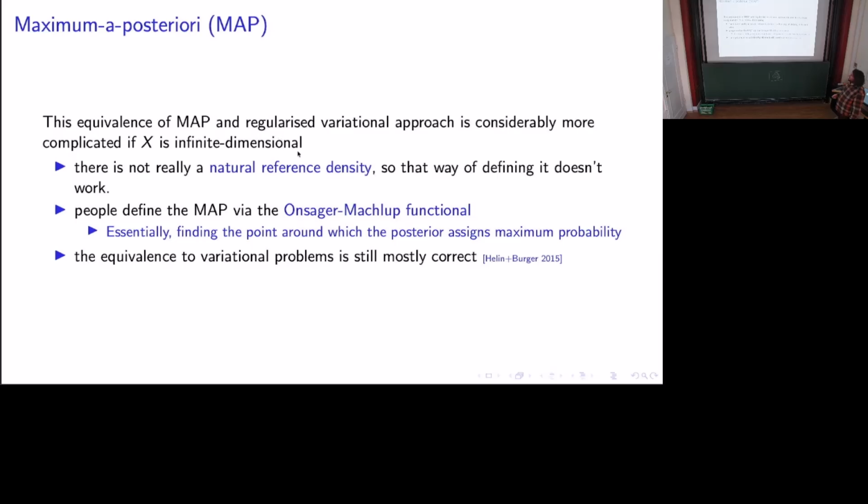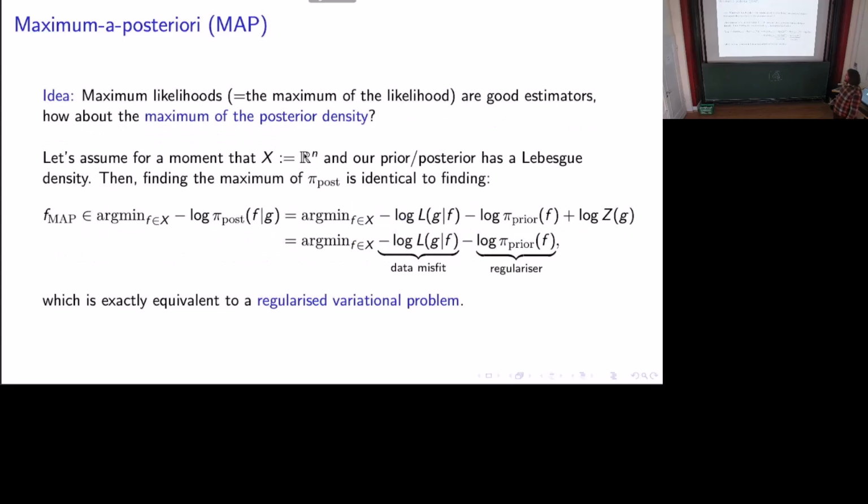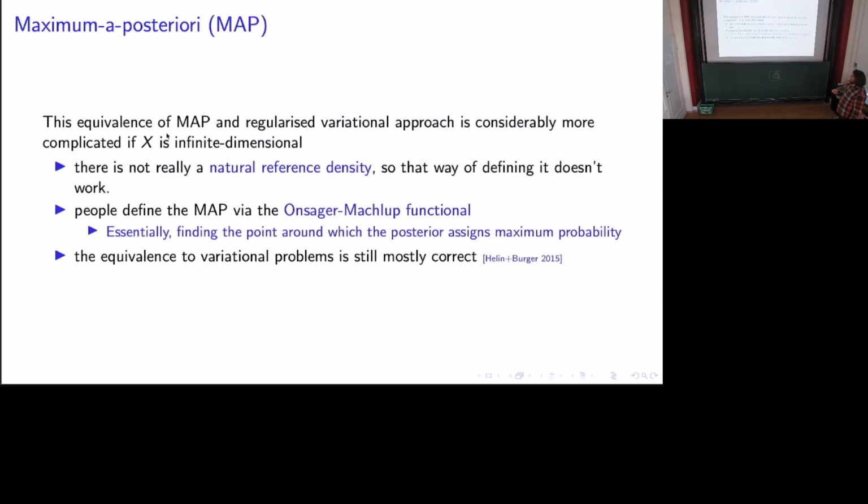It's a bit more difficult to see this in infinite dimensions, because in finite dimensions we can just do this and it's all very obvious. Here I cheekily said that x is equal to R to the n. In infinite dimensions, it's not so clear how to do that because we don't have this density. We may have a density with respect to a prior, say a Gaussian prior, but that might be quite a weird object that doesn't really contain information of the prior.